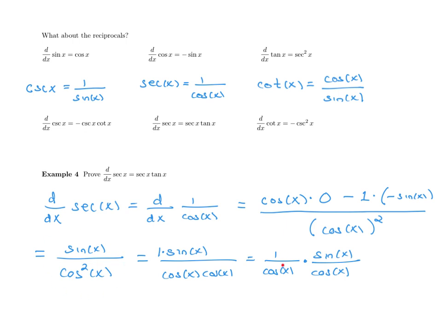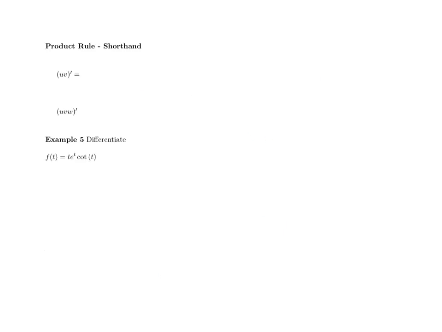Now, 1 over cosine, by definition, is secant. Sine over cosine, by definition, is tangent. And we have it. This is secant x times tangent of x. So that proves this rule here. The proofs for this and this would be very similar. You'd start by writing cosecant as its reciprocal and taking the derivative of this using the quotient rule. And the same is true for cotangent of x.